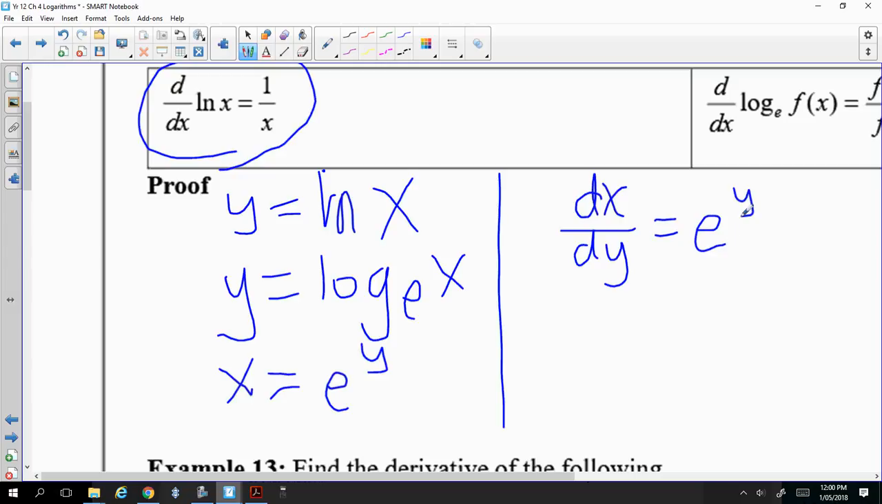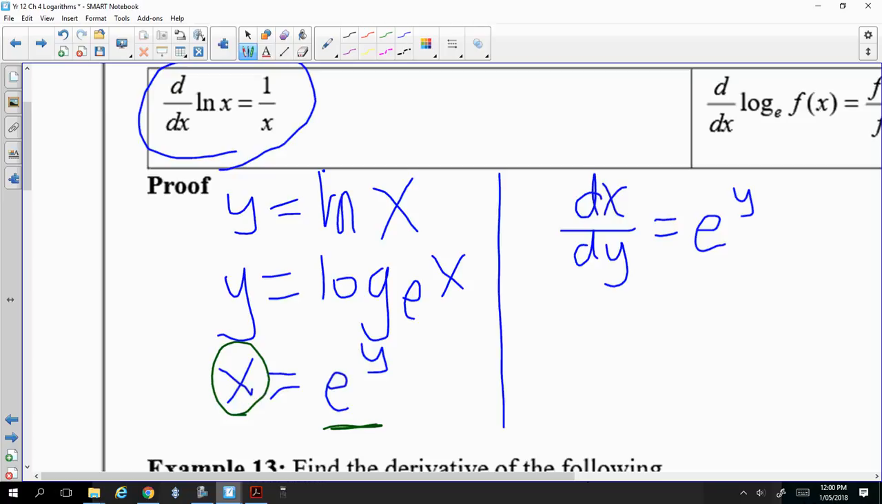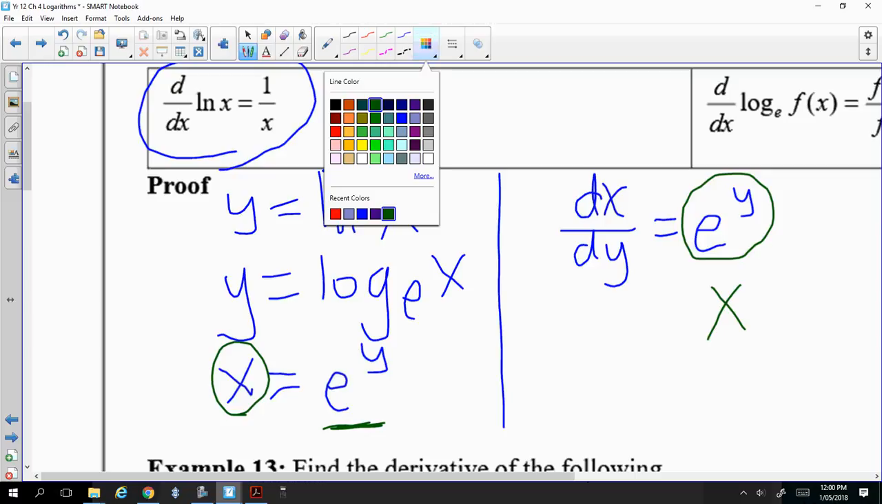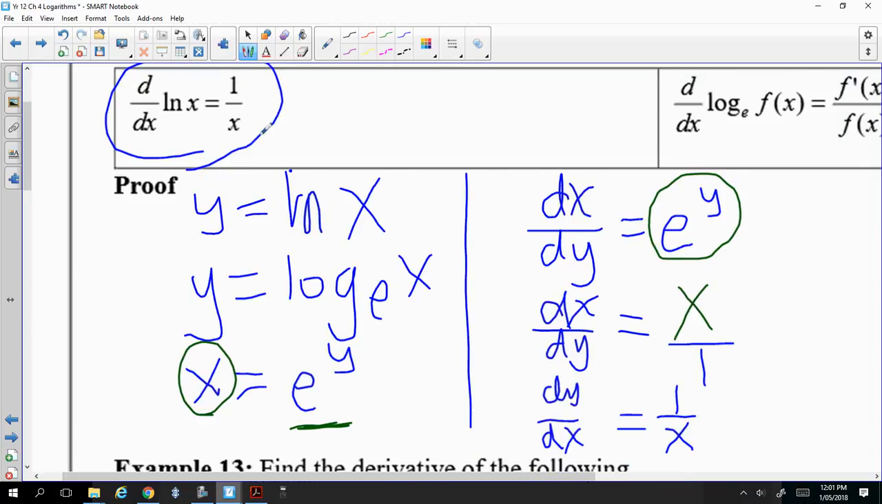Now, what's e to the power y? e to the power y is exactly x, isn't it? So I can replace e to the power y with x, and continue: dx over dy equals x. We can reciprocal both sides, so 1 over x becomes dy over dx. So that's a proof, which is not examinable, but if you see the proof, you know where the formula comes from. So the derivative of ln x is 1 over x.